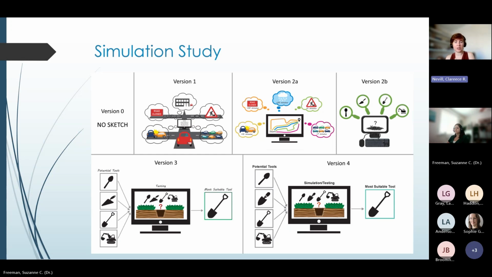We then sent version 3 onto the next group and they really liked it. I think they just had some small tweaks. I think there was a decorator's trowel in version 3, whereas the others are more gardening plus a spoon. So we changed that to a hand trowel as well. So yeah, that was the simulation study.